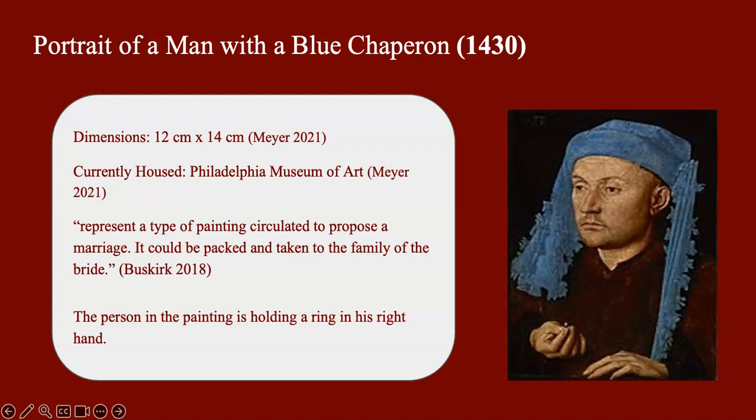I got some of my quotes from a website. Buskirk said it represents a type of painting circulated to propose a marriage. It could be packed and taken to the family of the bride. You can tell that the person in the portrait is holding a ring in his right hand, so the perspective of this could be that it was painted for a marriage proposal. All the detail in his headpiece, the bright blue, goes well with the darker colors. So again, the attention to detail that Van Eyck used is remarkable.